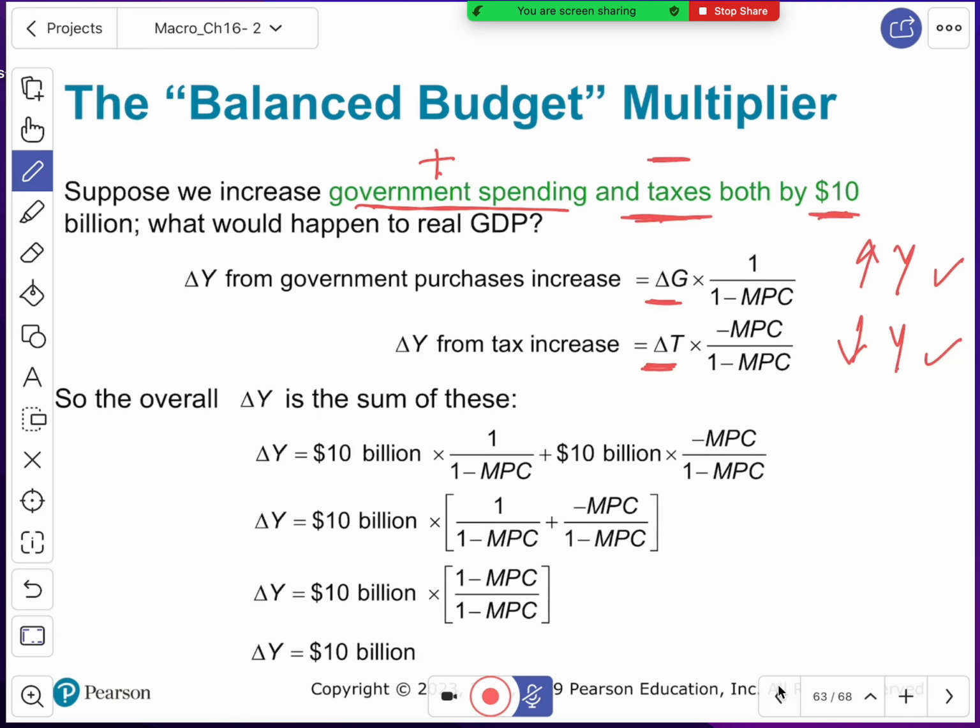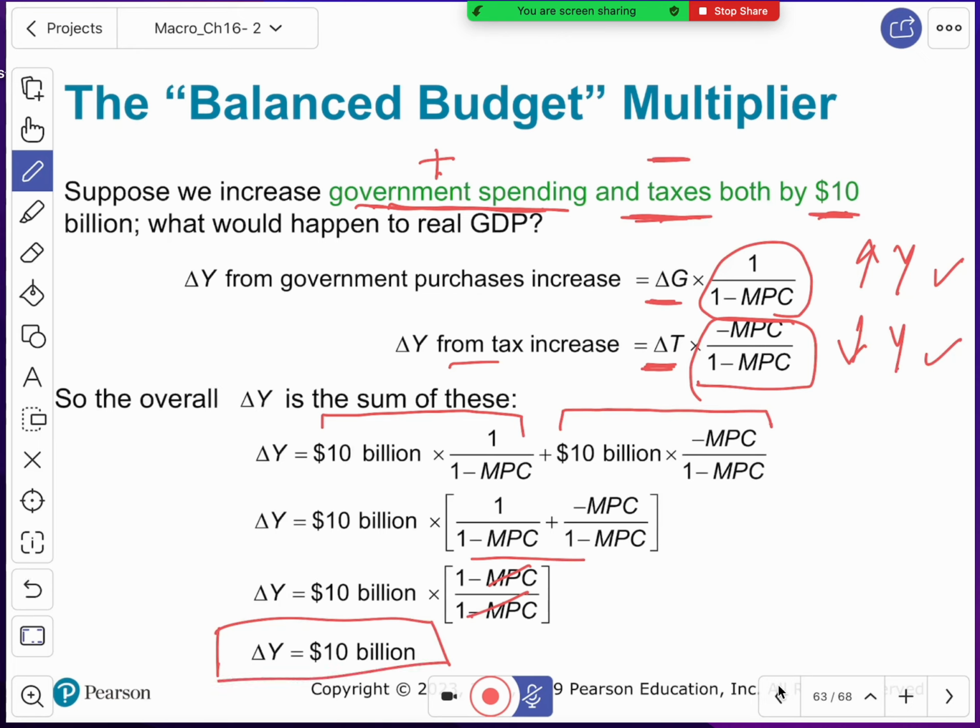So the impact of government spending on Y would depend on the multiplier effect, or the government multiplier. And the impact of taxes would depend on the tax multiplier. So let's see that. We have a positive part, 10 billion times the government multiplier, and we have a negative part, which is 10 billion times the tax multiplier. You can combine all the MPCs together and solve it. You will end up with 2 terms being cancelled, and the change in Y would be equal to 10 billion.